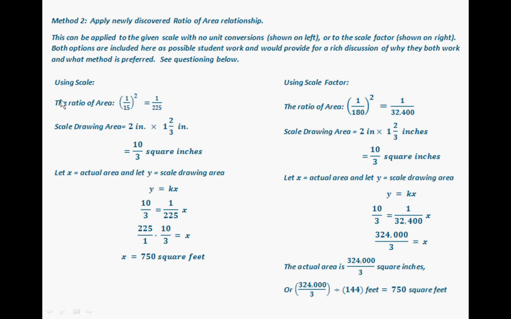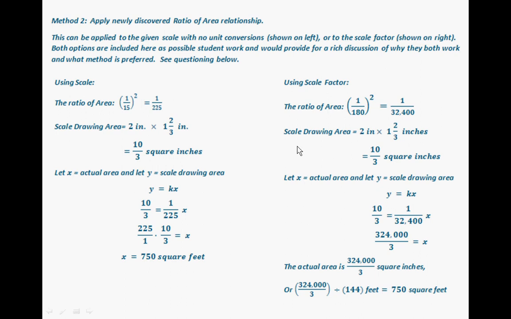So using the scale, if the ratio of the area is 1/15, then we square that, then our area scale is 1 to 225. So if our scale area drawing is 2 inches times 1 2/3 inches, that gives us 10 square inches. And if we know that our scale is 1 to 225, and it is equal to an area of 10 square inches, then by multiplying by the reciprocal, 225 times 10, we actually get 750 square feet.